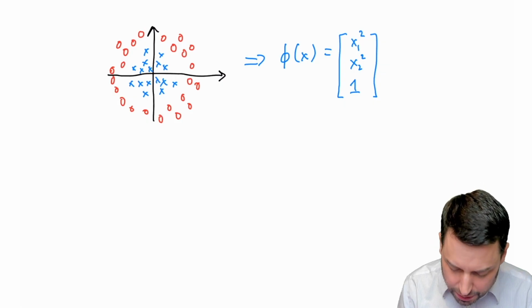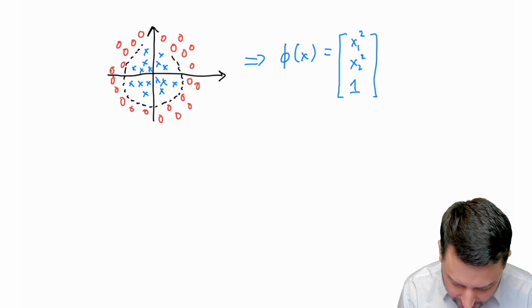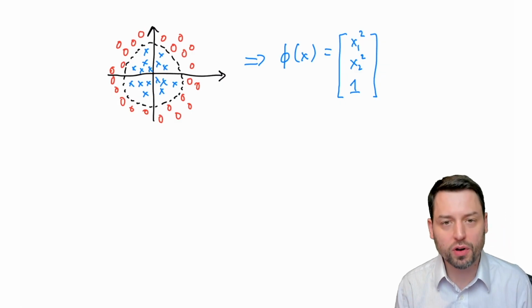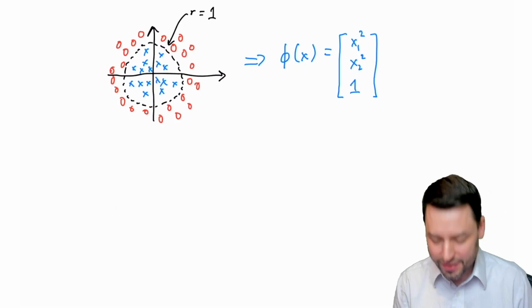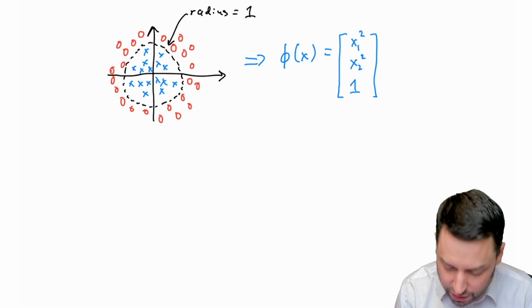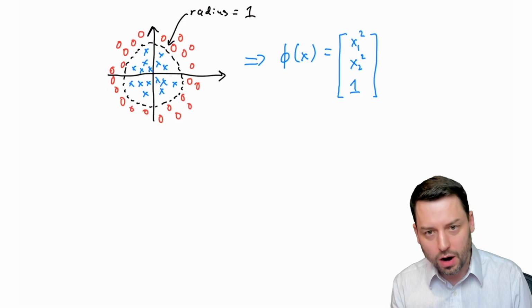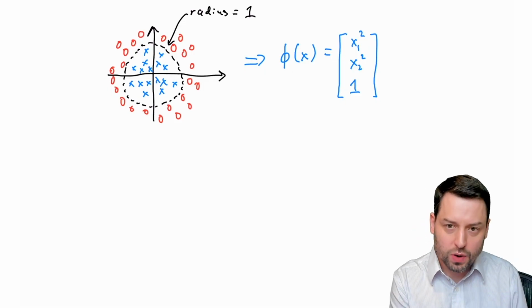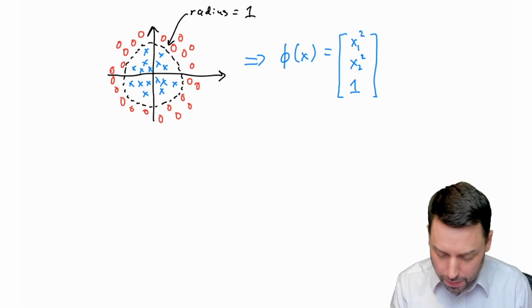And to do so, let's assume, just to make this a little bit more concrete, that the radius here is equal to 1. So the radius, don't worry, I'm not even going to write r. Let's assume that we're trying to represent the function where all points inside the unit circle are classified as class 1, and all points outside the unit circle are classified as class 2.